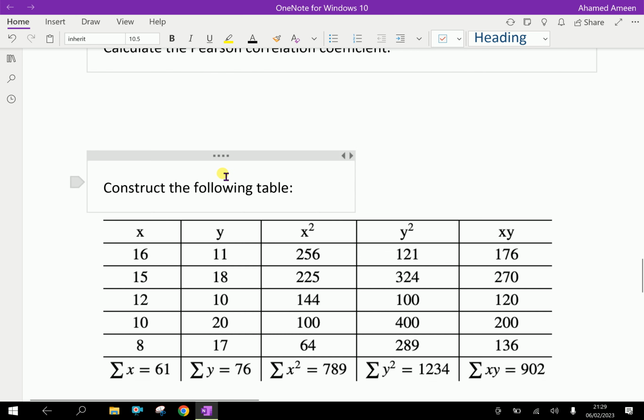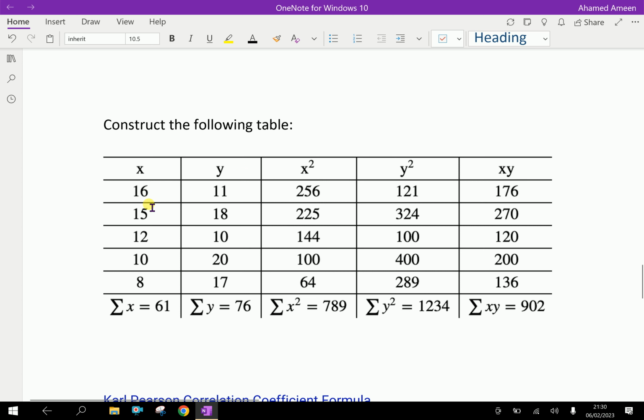So note in a table the x variables, y variables, the square of the x variables, the square of the y variables, that is the y square term, and multiply x and y. Here, adding up the x variables gives sigma x, which is 61, sigma y is 76, sigma x square is 789, sigma y square is 1234, sigma xy is 902.